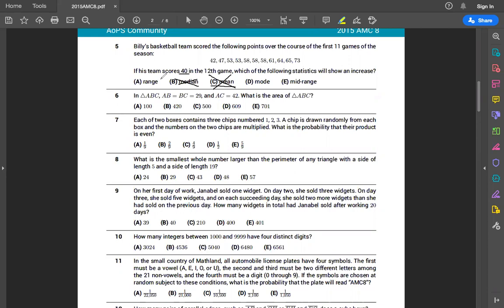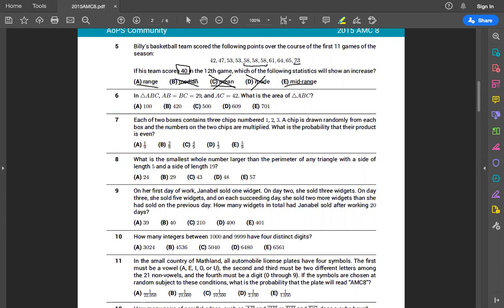And actually, since this is the first time they've scored 40 points, the mode won't change. You can see they've scored 58 points 3 times, so it definitely won't change. So it won't increase either. Now we're just looking at mid-range or range. And since 40 is the lowest score, that would increase the range.